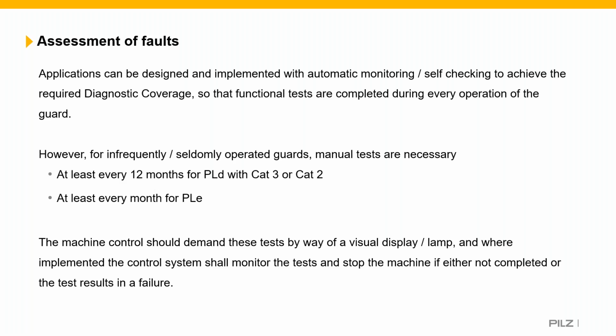The machine should give us some indication by way of some sort of visual display, also the HMI or a lamp or something like that, where we need to implement the control system. It can monitor the test and stop the machine if we either don't do the test or the test results in a failure. So it just forces the user to actually make sure that they implement that test on the required levels for the application that you've got.